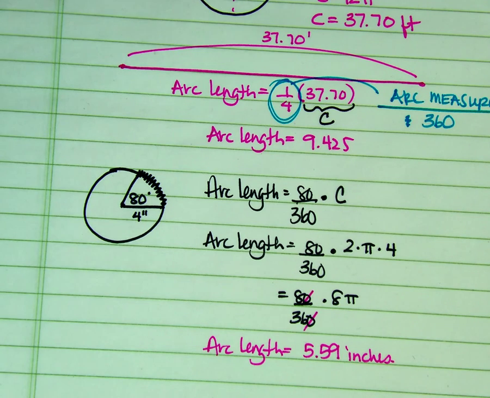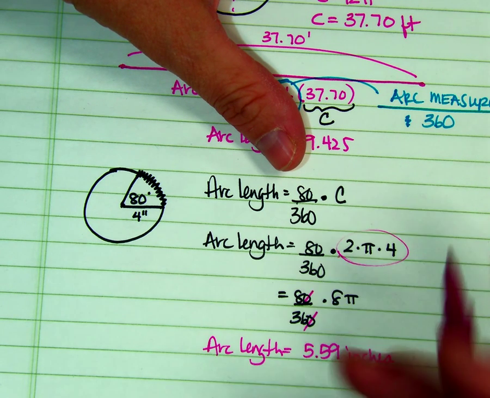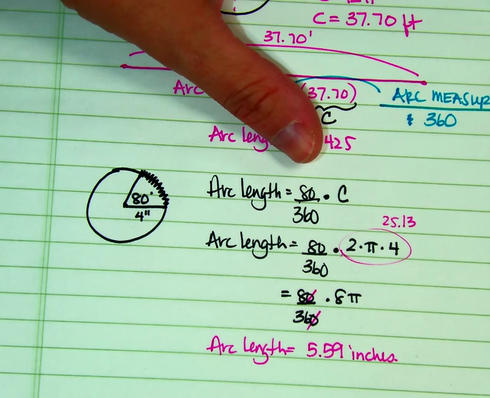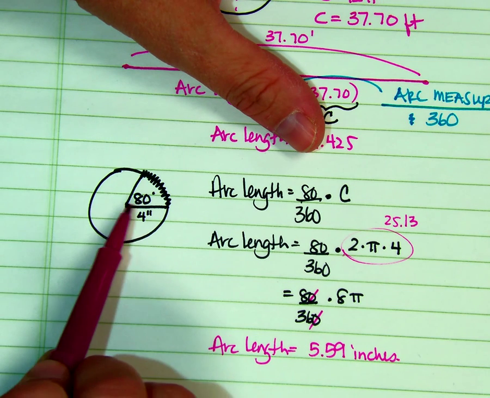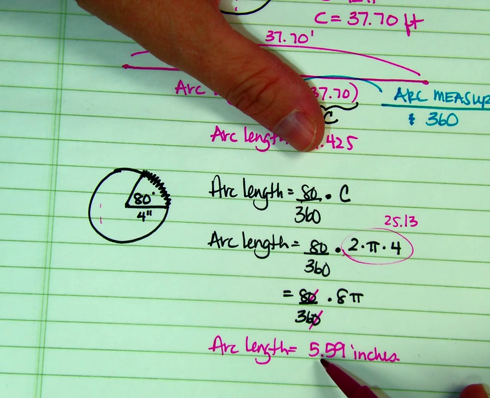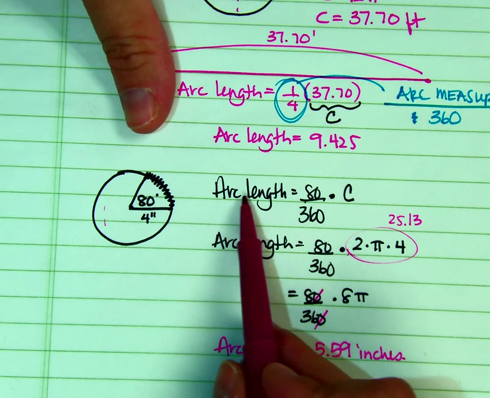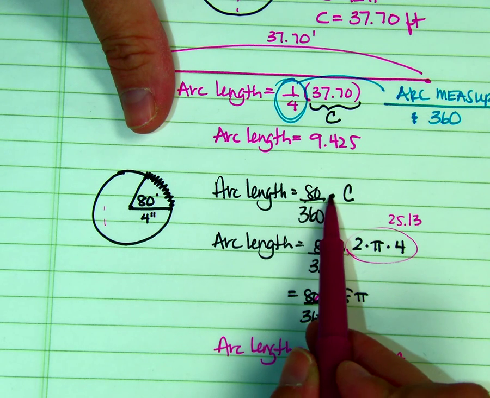Okay, see if our answer seems reasonable. That is going to give me my circumference. So 8 pi is 25.13 rather. Okay, so 80 goes into 360, a little more than 4, not quite 5. Well, that's the relationship I have here. If I take this times 4 or 5, it's going to be really close to that 25. So my answer is reasonable. So arc length equals the arc measure divided by 360 times the circumference.